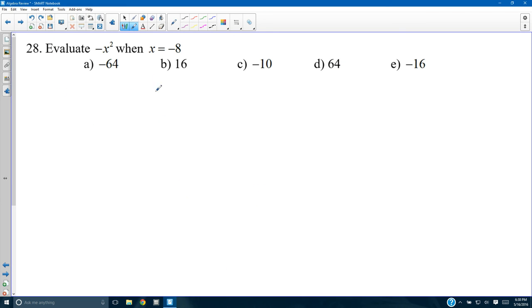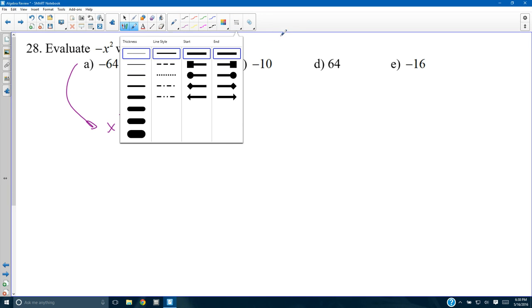Number 28, evaluate the opposite of x squared when x equals negative 8. All right, this one I'm going to spend a couple minutes to talk about because this is where people make the most mistakes. First of all, let's say it said evaluate x squared when x equals negative 8, just to make sure we understand what's happening here.